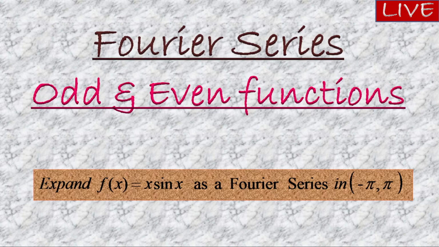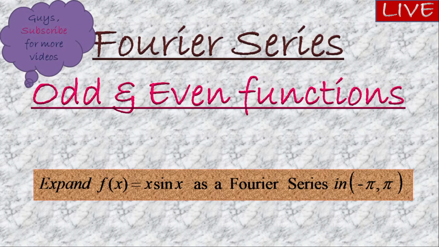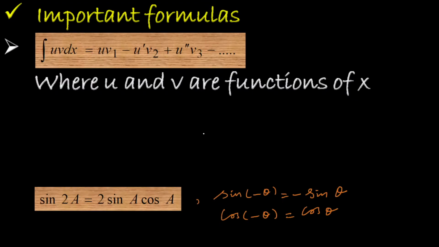That is the case of odd and even functions under Fourier series. For that, let me take an example. Expand f of x equal to x sin x as a Fourier series in the open interval minus pi, pi. Before we enter into the problem, we have to take a short look over the formulas that we are going to use in the given problem to find the Fourier series representation of the given function f of x equal to x sin x.